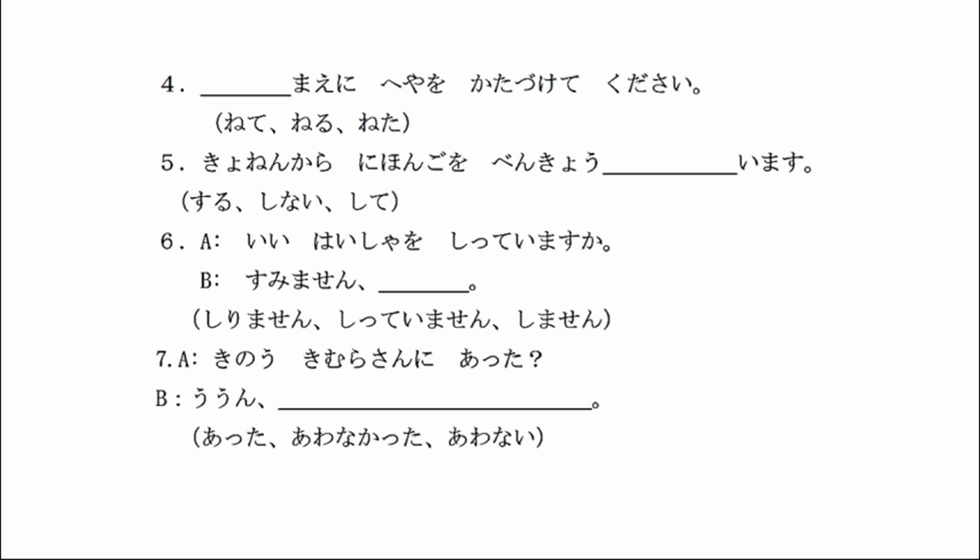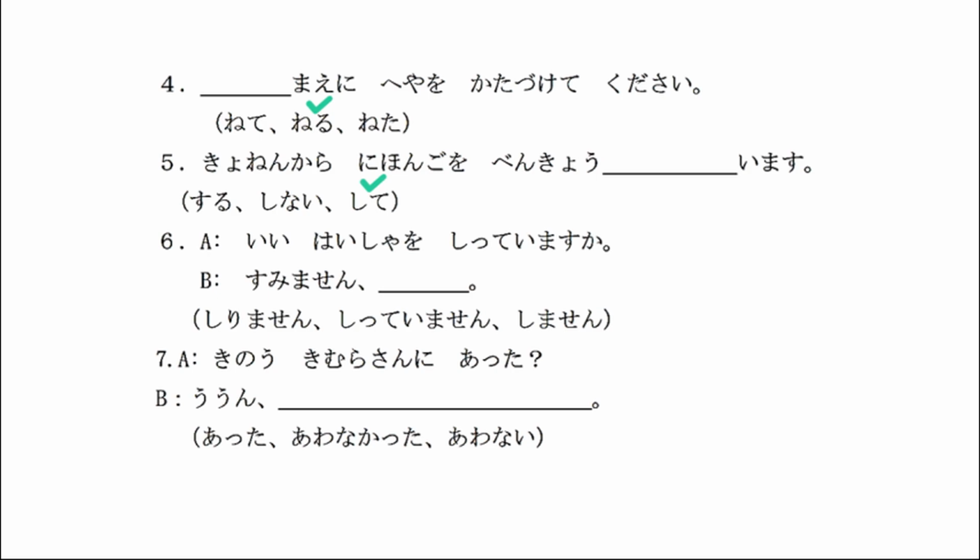So the correct option will be neru, and the sentence will become Neru mae ni heya o katazukete kudasai. Let us see the fifth sentence. From the options, you can make out that the verb is shimasu, which means to do. And to describe the state which is continuing, we have to use the te form, which is shite. So the correct option will be shite, and the sentence will become Kyonen kara nihongo o benkyou shite imasu.